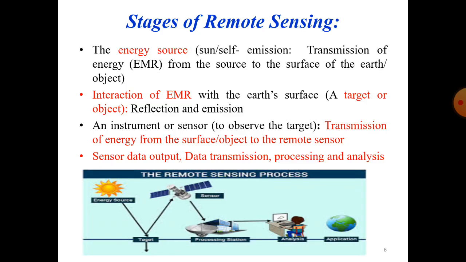The next stage is that the information the sensor collects is recorded as data. This data is later sent to the sensor data output, where the transmitted data is processed and analyzed for further study. That's what you see in the picture in the slide here.